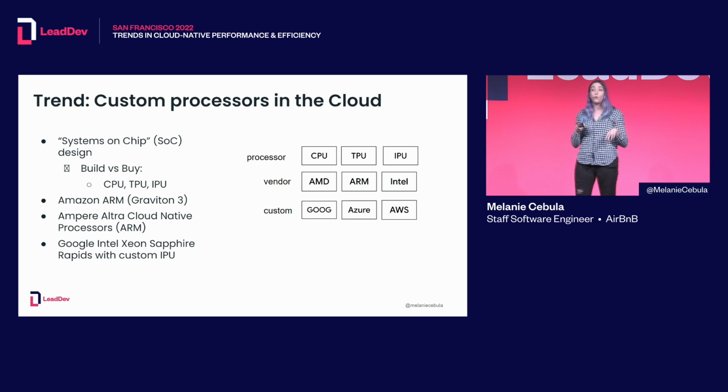component, they can either build or buy that component, the CPU, the TPU, or the IPU. So for example, AWS iterated on their own ARM-based processor, which is Graviton 3. And other cloud vendors, such as Google and Microsoft, are using Ampere Ultra's cloud-native processors. So they actually even have cloud-native processor in the name. So cloud-native workloads are actually changing the hardware. And recently, Google also has their latest iteration with a custom IPU. So we're seeing far more customization for more components in the cloud than ever before.